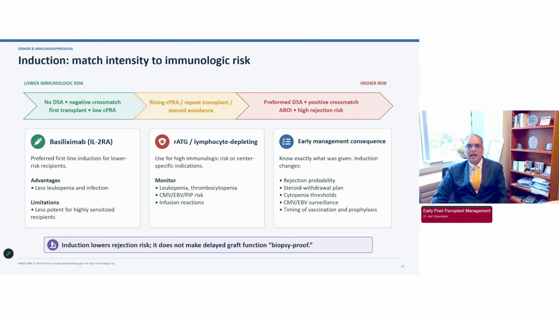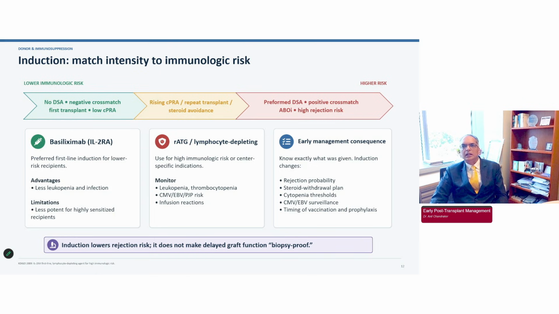Patients with a higher CPRA or second transplant, or for whom you're considering steroid avoidance, that might be a good indication for giving recombinant ATG as induction therapy, basically for higher and moderately at-risk patients. And they have to be carefully monitored for leukopenia, thrombocytopenia, and also for increased risk of CMV, EBV, etc., and also for infusion reactions.